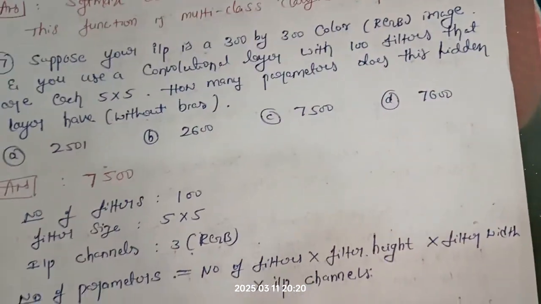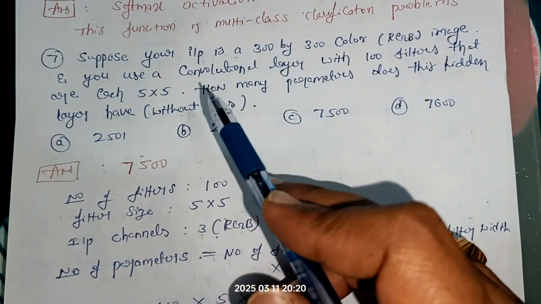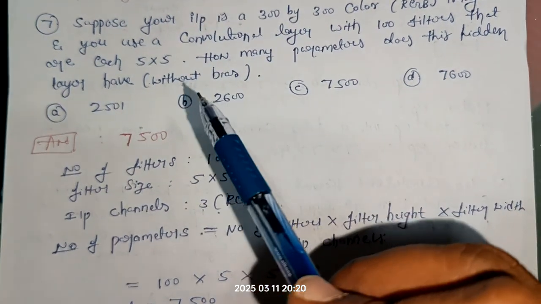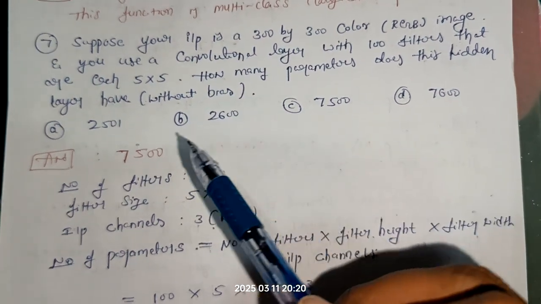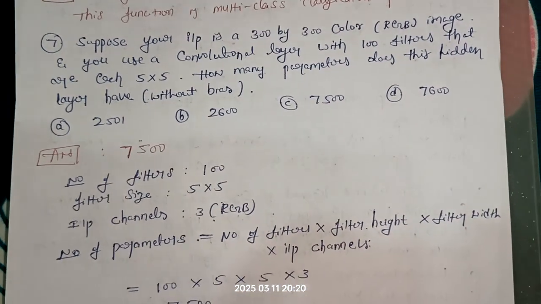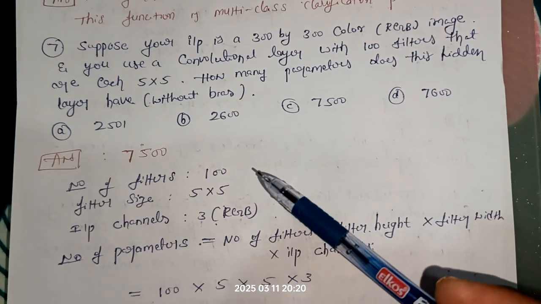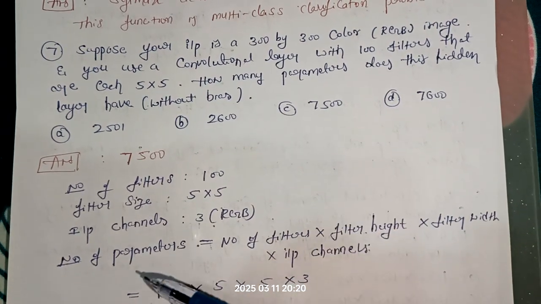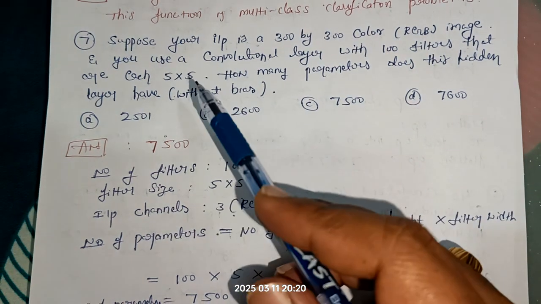So the seventh one: suppose your input is a 300 by 300 color RGB image. You use a convolution layer with 100 filters that are each 5 cross 5. How many parameters does this hidden layer have without bias? So four answers are given. Out of this, you can just look at the number of filters in the given problem, which is 100. Next, the filter size. The filter size is 5 cross 5.